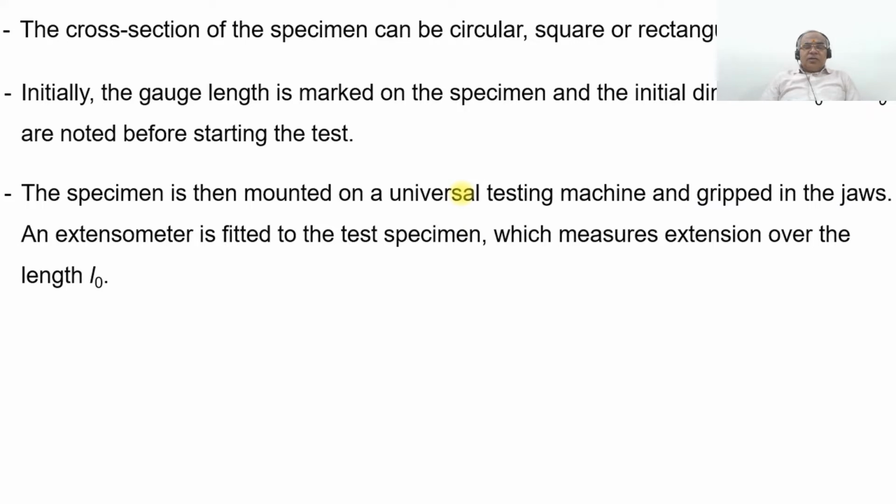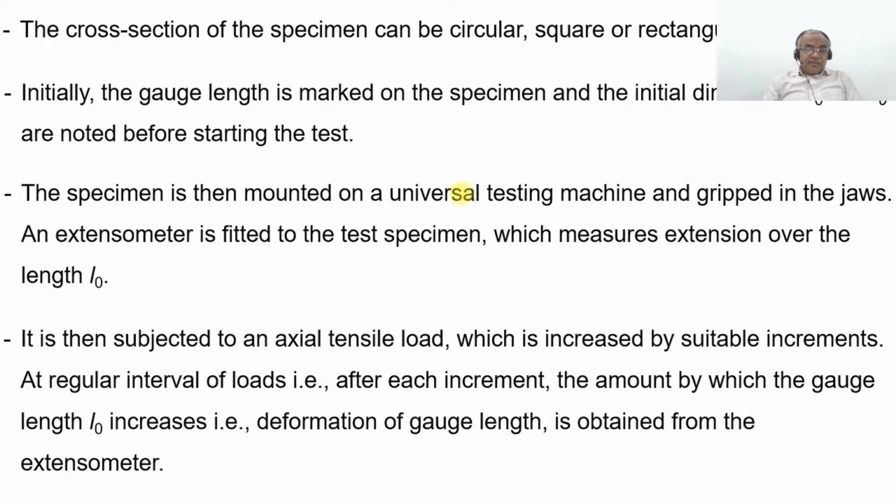The specimen is then mounted on the universal testing machine and gripped in the jaws. An extensometer is fitted to the test specimen, which measures the extension over the length L0. It is then subjected to an axial tensile load which is increased in suitable increments. At regular intervals after each increment, the amount by which the gauge length L0 increases, that is the deformation of the gauge length, is obtained from the extensometer.